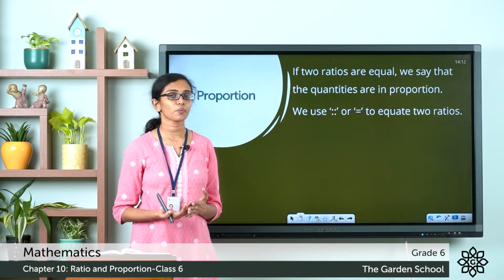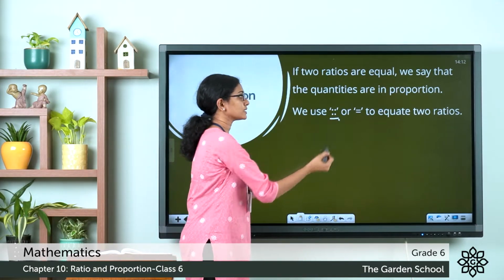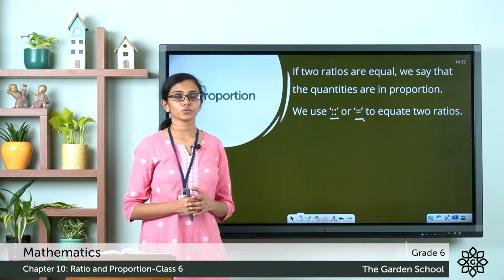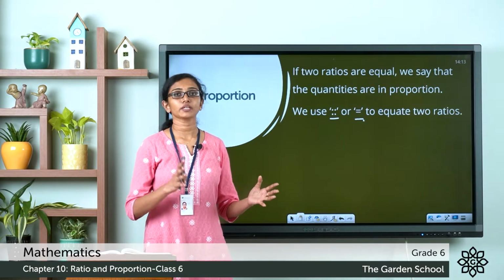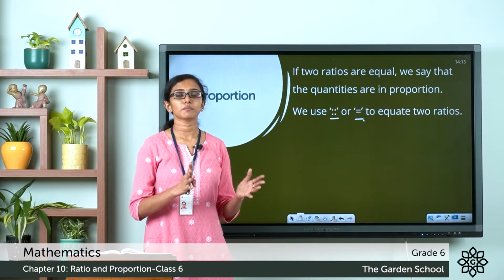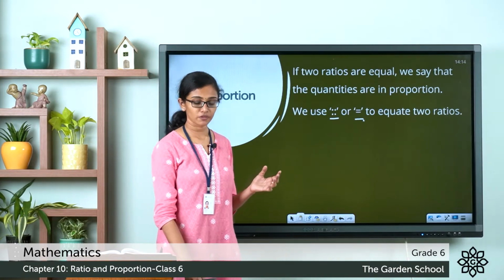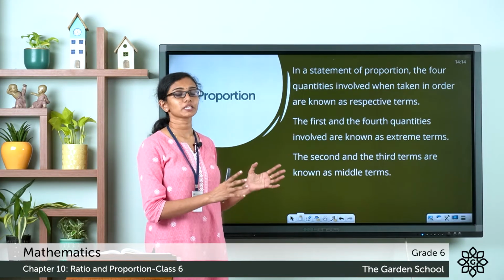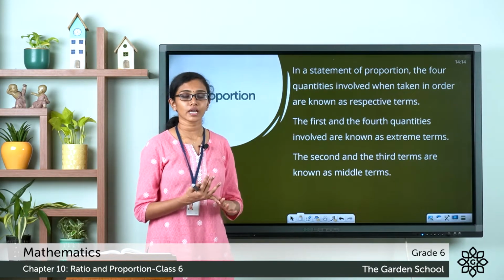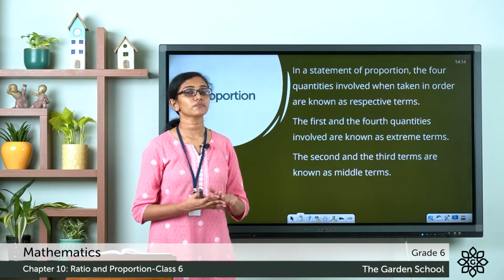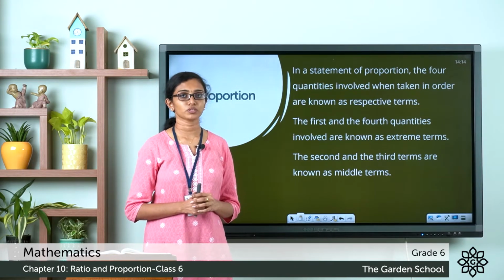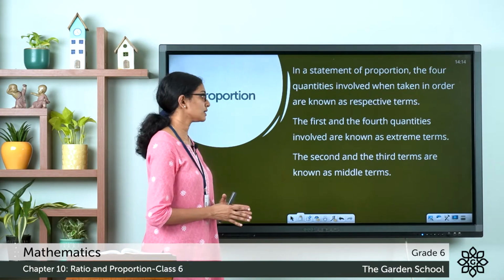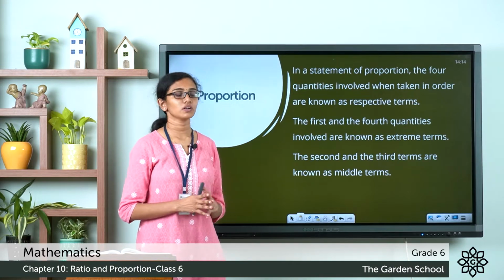Now, how do we represent proportion? We can either use two colons like this or an equal to symbol to equate two ratios. So, when you write a statement equating two ratios, we call that a statement of proportion. So, you see, in a statement of proportion, the four quantities involved when taken in order are called the respective terms. So, you have the first term, second term, third term and fourth term in a statement of proportion. And the first and the fourth quantities involved are known as the extreme terms, and the second and the third terms are called the middle terms.